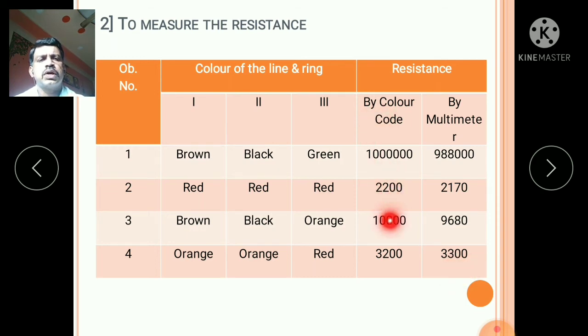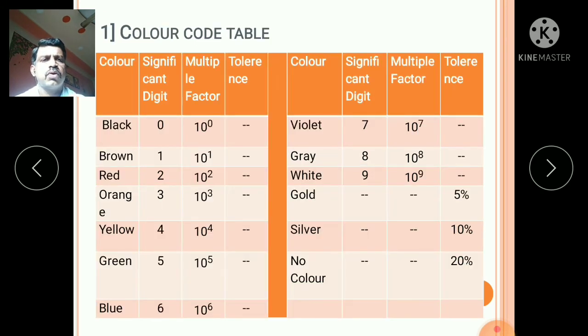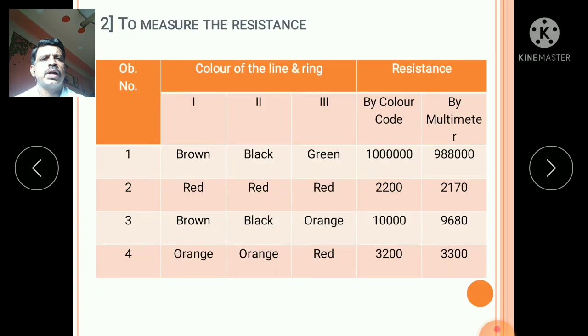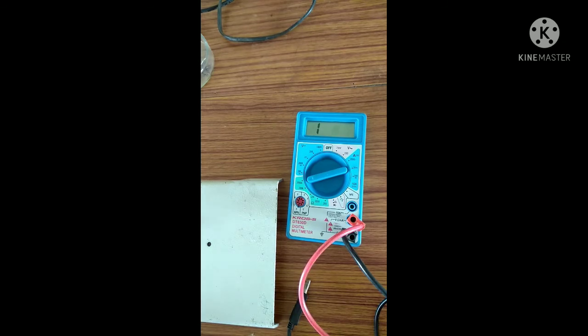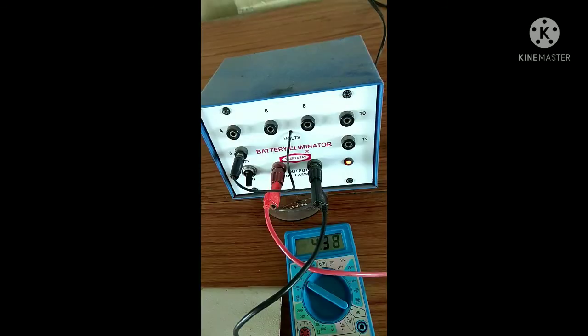This color code value may vary because on each resistor there is a silver or golden band, and depending upon that, you will get the value within that range by color code. The color code value and the multimeter value both approximately match with each other. By color code we can find out the value of the resistor.